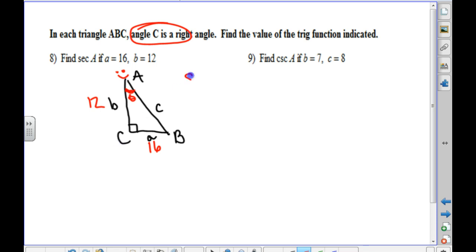Secant is the flip of what? 1 over cosine, okay? Cosine is adjacent over hypotenuse, so when we do the reciprocal, we get hypotenuse over adjacent. So from where we're standing up here at A, what do we have to do, guys? Yeah, we need to find this by Pythagorean theorem. So we'd have 12 squared plus 16 squared equals c squared.